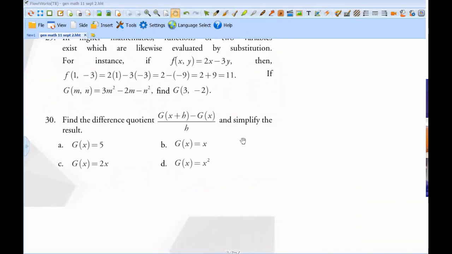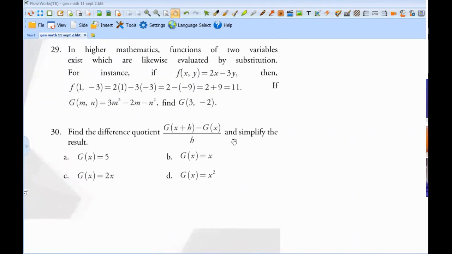Yes, Ramsey, what's that? Is it the one with the fraction? Yeah, that one. Wait, what? All right, this one. The g of x is equal to 5 with the h and also x. Let us try letter B first.